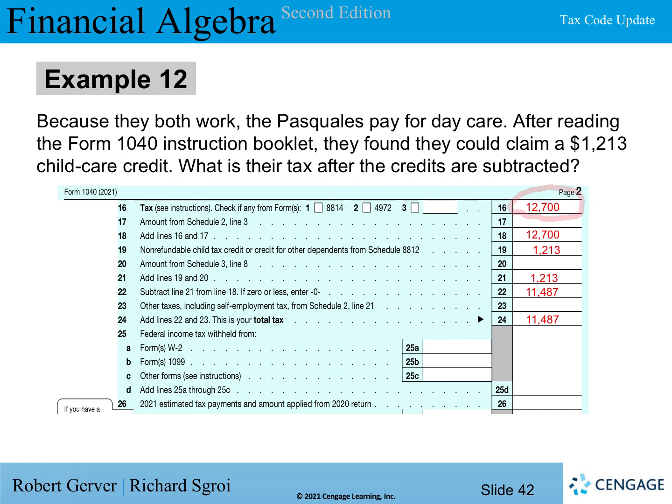All right? Now, notice on line 19, it says non-refundable child tax credit or credit for other dependents. And that's where we're going to put our $1,213, which is their tax credit. All right? They subtract that from their tax, and they come out with an amount of their total tax now is $11,487. So this child care is a tax credit where they actually deduct from the tax that they owe to come up with a new total tax.